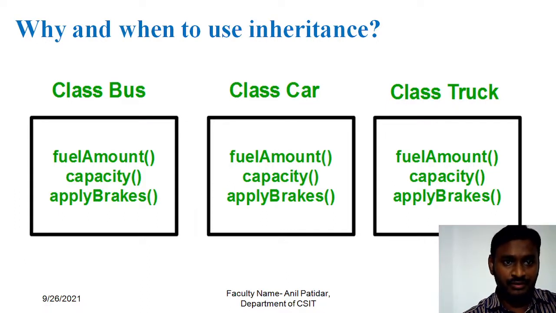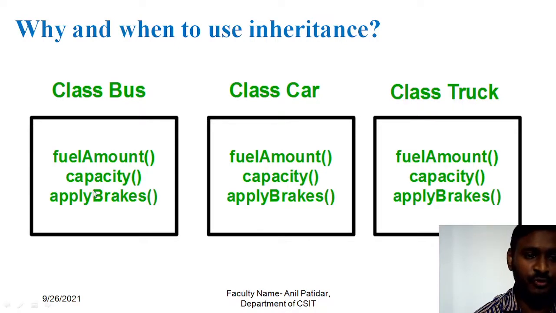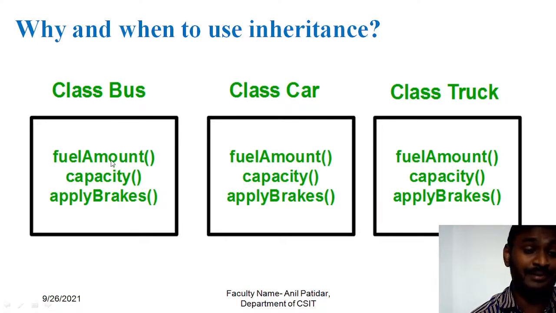Suppose we create a class named vehicle as a base class, and write these three functionalities, fuel amount, capacity and apply brake, in the vehicle class. Then we can create three classes, bus, car and truck, as derived classes that inherit the methods of the base class.